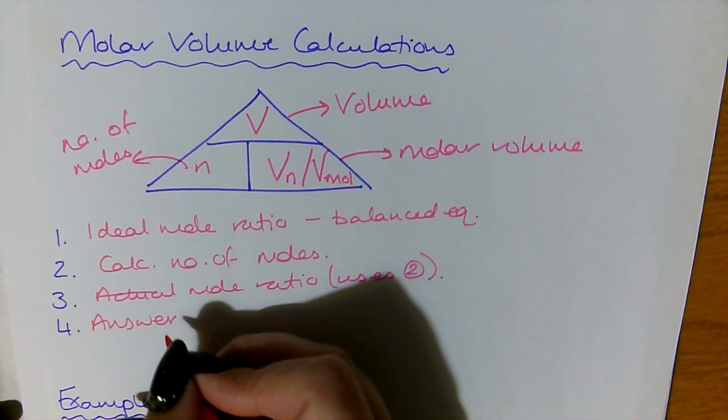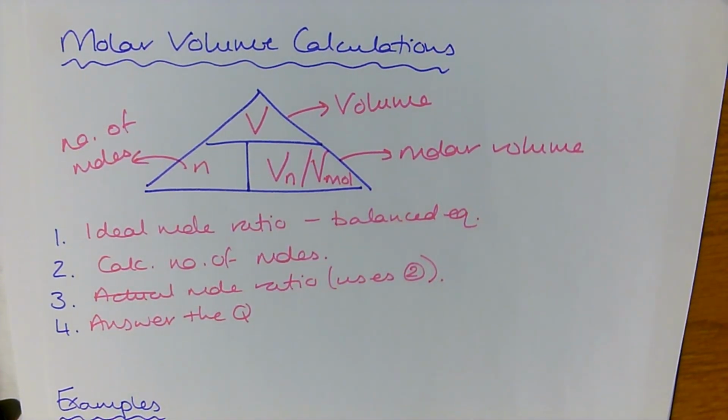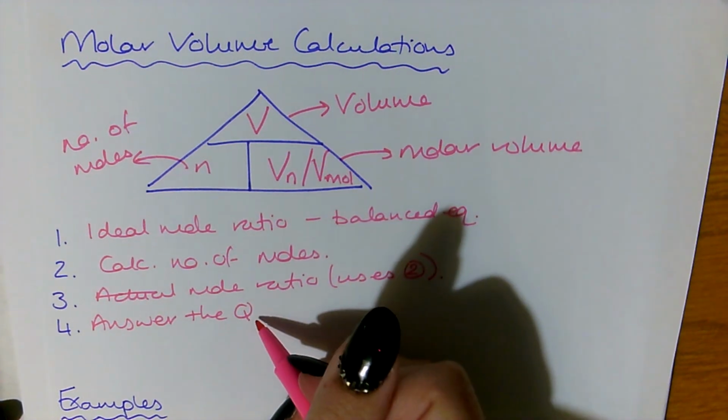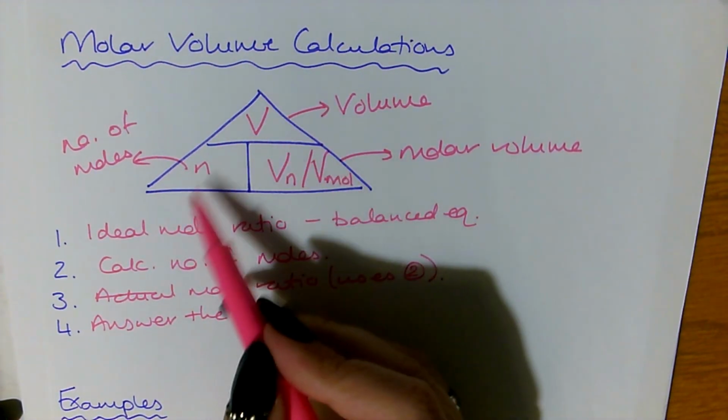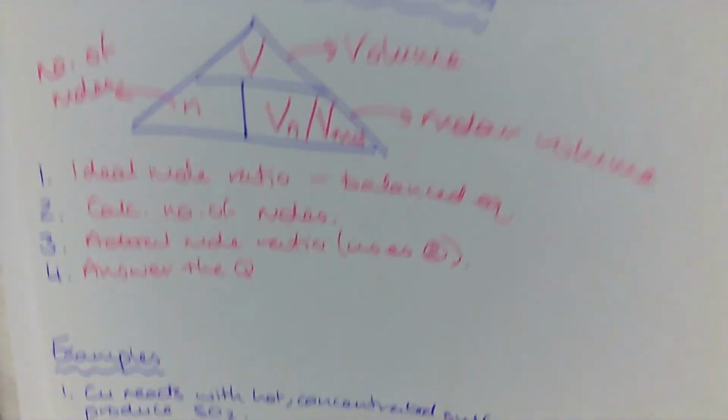And for step 4, you're just answering the question. So is it asking you for volume? Is it asking you for mass? Answer whatever the question has asked you to do, and usually at this step, this is when you would be using this triangle. Let's have a look at an example of this.